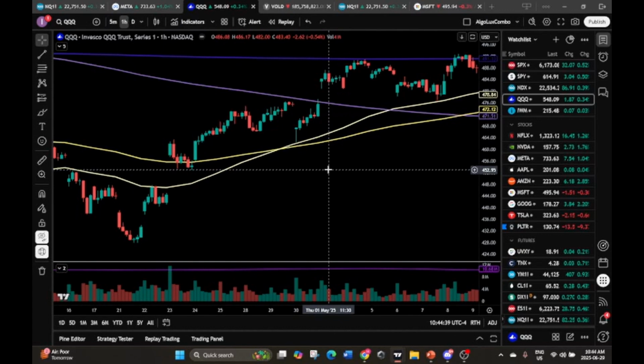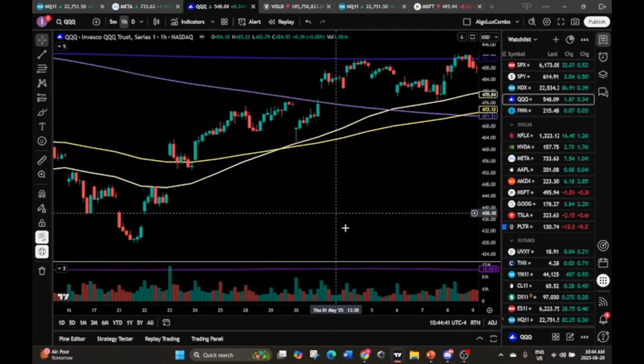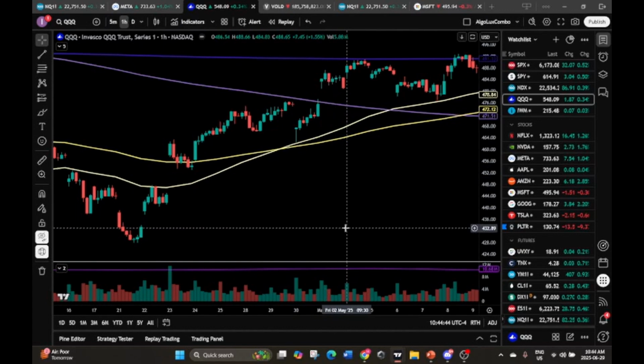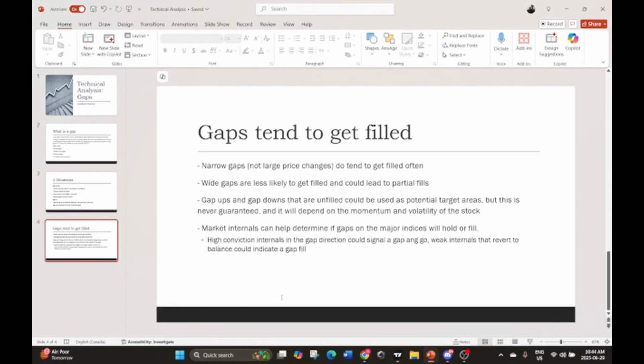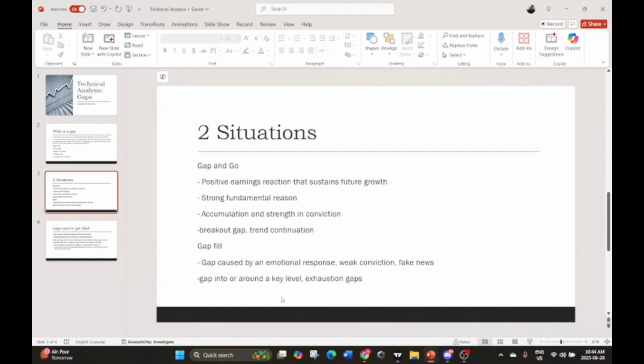So typically, when looking at gaps, you want to see if there's conviction pushing it in that direction, or if the gap was caused by some weakness, rather an emotional response without really strong backing, then it could lead to that gap fill opportunity. Gaps could also be used as areas where you want to target price, right? If you're seeing historically on a chart a strong push up out of resistance, a breakaway, and you notice there is a previous gap on the chart that tends to be filled, you can potentially use that as a target area, right?